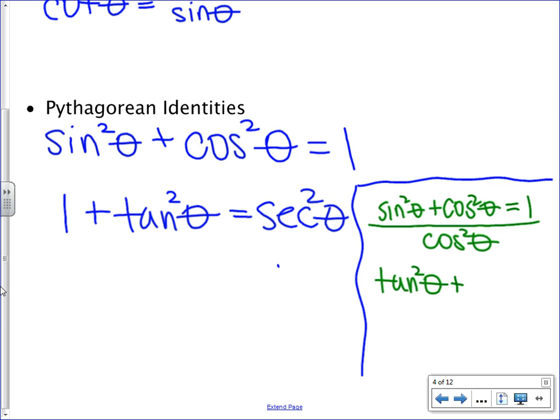What is cosine squared divided by cosine squared? 1. And what is 1 divided by cosine squared? 1 divided by cosine is the same as secant, so 1 over cosine squared is secant squared. Okay, that's how we get this second Pythagorean identity.